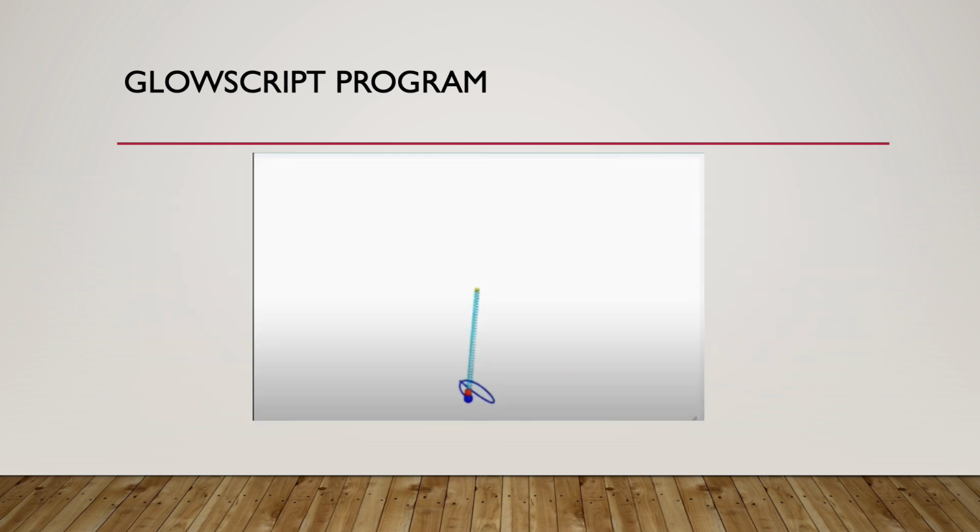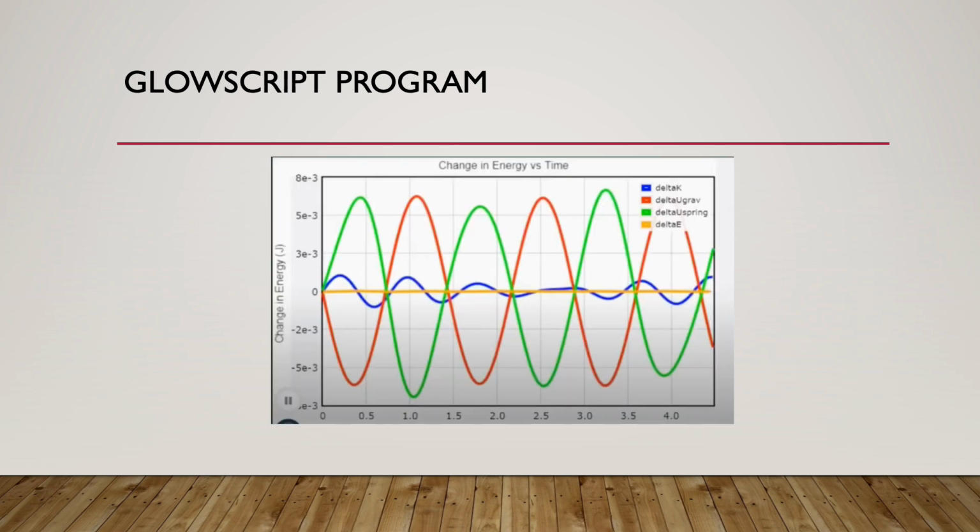This is my GlowScript program with the animation, which shows the model ball in blue and the experimental position in red. You can see the paths are very similar, indicating that it's a pretty good representation of the observed position. This graph shows the different energies, with spring potential in green, gravitational potential in red, kinetic in blue, and total in orange. And you can see that the changes in spring and gravitational potential energies are mirrors of each other, while the change in total energy is 0.